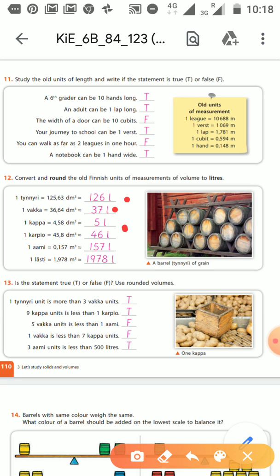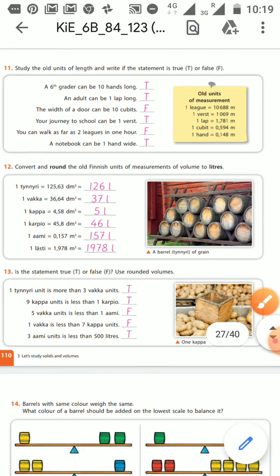Okay, now these ones aren't in decimeters cubed. They're in meters cubed. Much bigger measurement. So we've got to basically divide it across. Okay, so 0.157 is 157 litres, and 1.978 is what the answer is for the last one there.